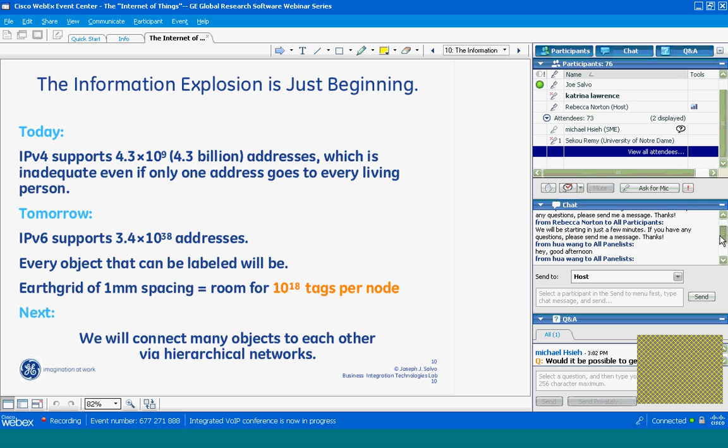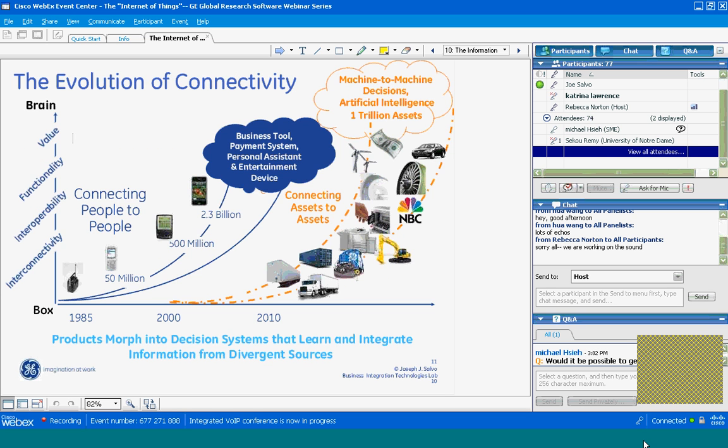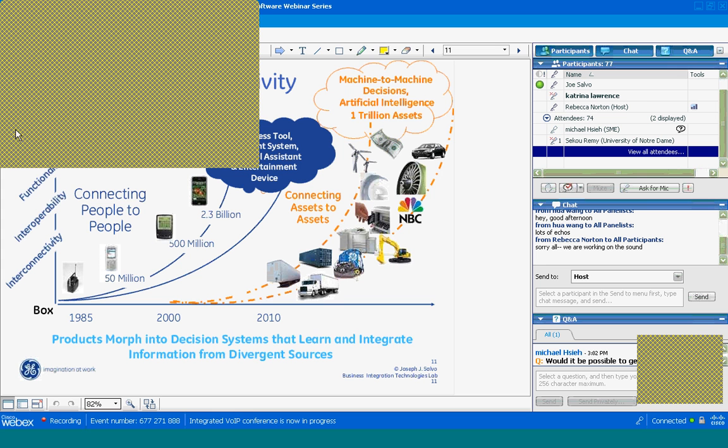And just to give people a feel for how big that number is, if we put a mesh network around the surface of the Earth with 1 millimeter spacing, on each node we could put 10^18 unique tags. So basically, it allows us, at least intellectually, to tag and identify an almost limitless number of items in the world.